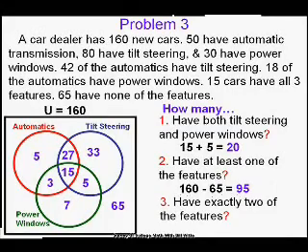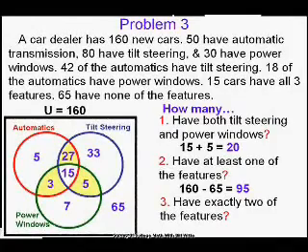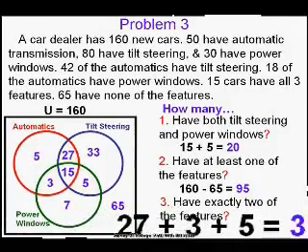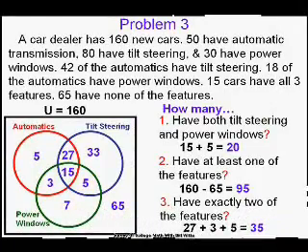How many have exactly 2 features? Not 3, not 1, 2. It's going to be those. Take away the 15. So just add up those 3 numbers. 27, 3, and 5. That's all I can say. Sheer, unadulterated brilliance. Good old Venn diagrams.